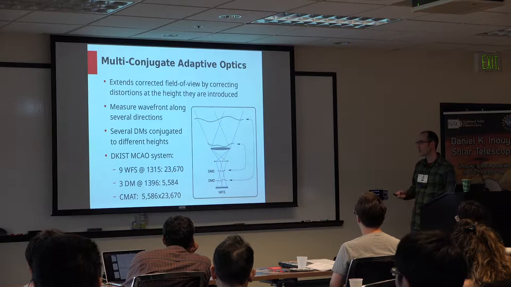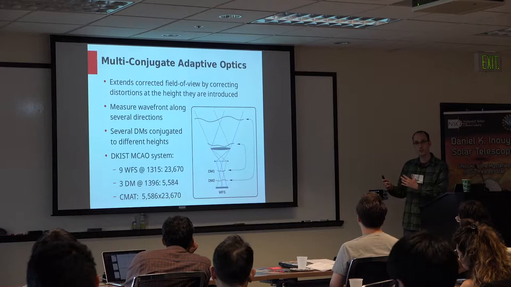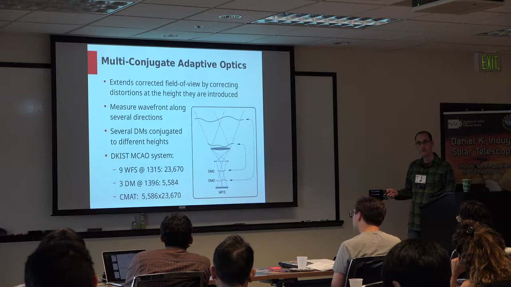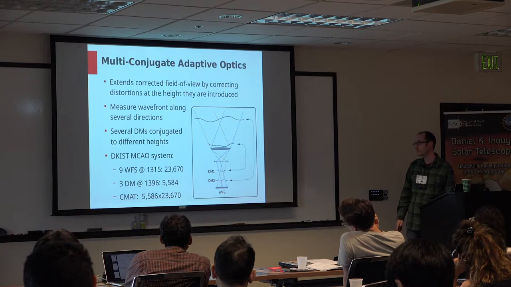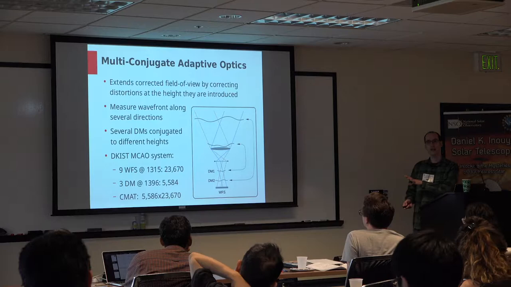For that, we need several mirrors conjugated at the different layers, and we need to be able to sense where these distortions are coming from. We need to be able to tomographically reconstruct where the distortions in height are coming from in the atmosphere. So we need several wavefront sensors looking in different directions so we can reconstruct the 3D structure of the atmosphere. Now, these are significantly more complex systems than the regular AO. So the DKIST MCAO system that we're designing right now is not going to be a first light instrument, but will be an upgrade in the future.